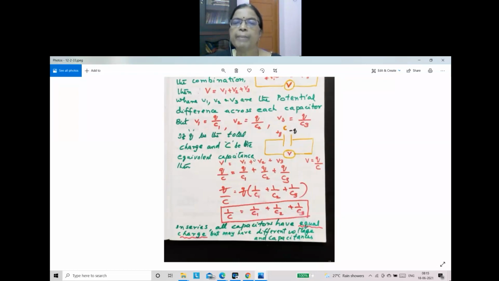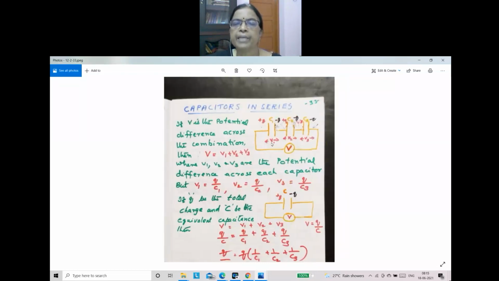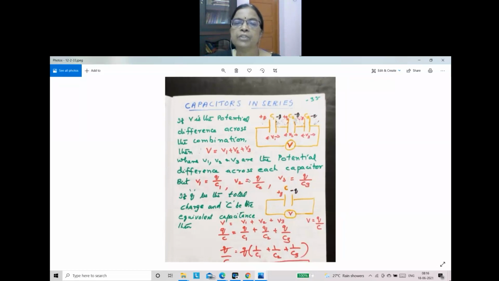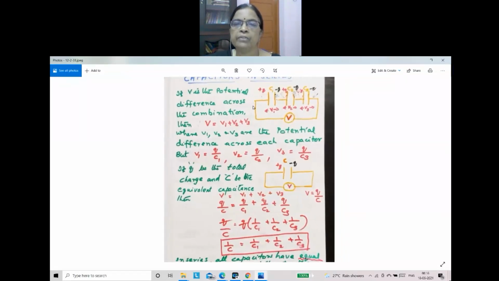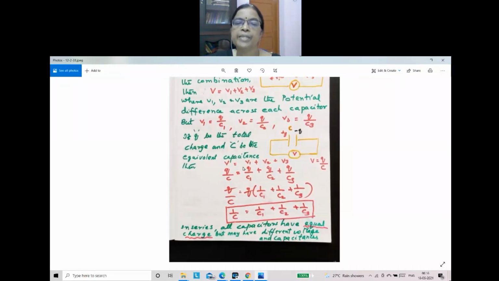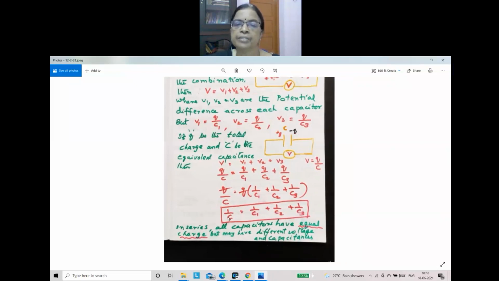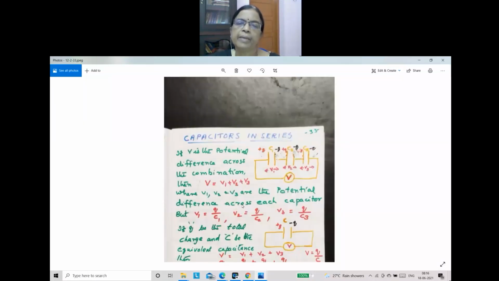So when capacitors are connected in series, will the equivalent capacitance be less or more than the individual values? 1 by C, the reciprocal of capacitance, equals the sum of the reciprocals of the individual capacitors. So will the capacitance increase or decrease? That is the question. Think and tell. When capacitors are connected in series, it decreases.